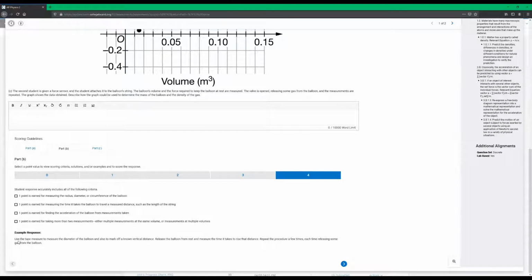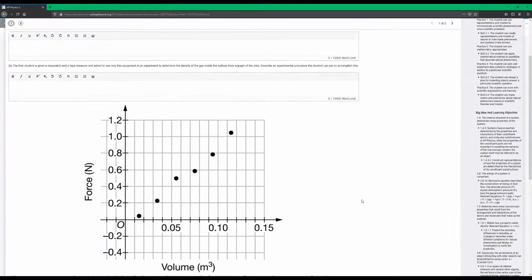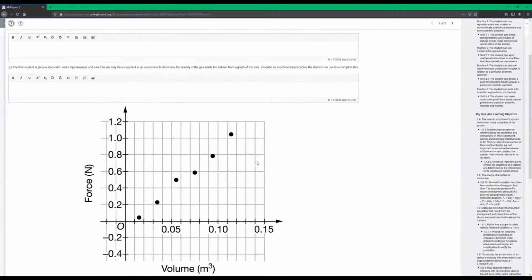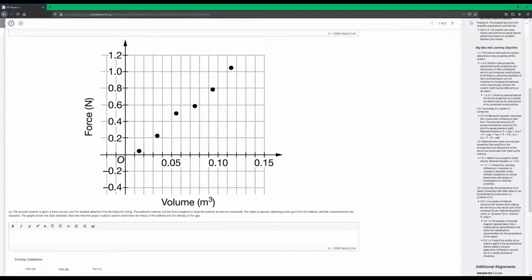So let's see their short and sweet response. Use the tape measure to measure the diameter of the balloon and also to mark off a known vertical distance. Release the balloon from rest and measure the time it takes to rise that distance. Repeat the procedure a few times, each time releasing some gas from the balloon. So, not bad. Let me know if we have questions over that.